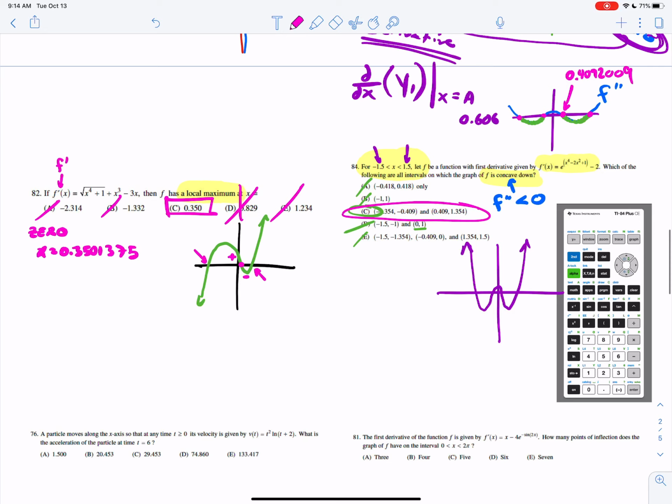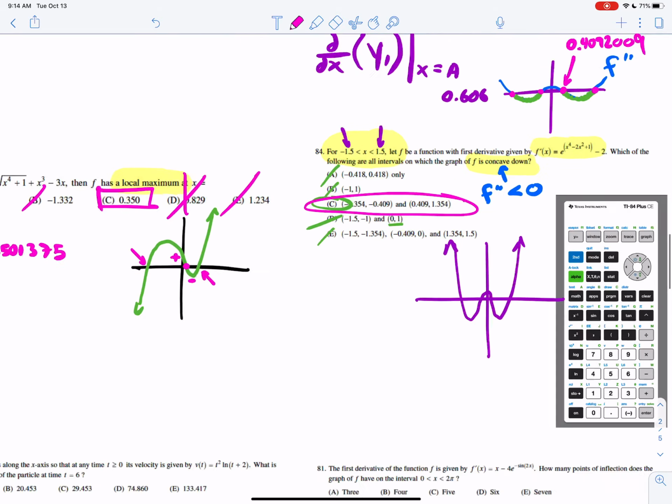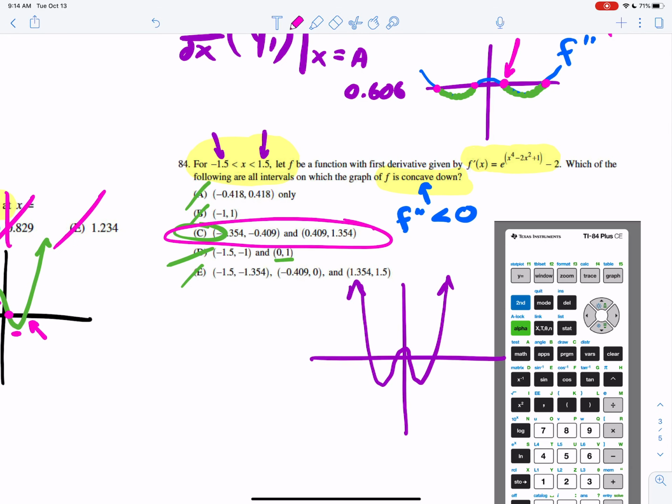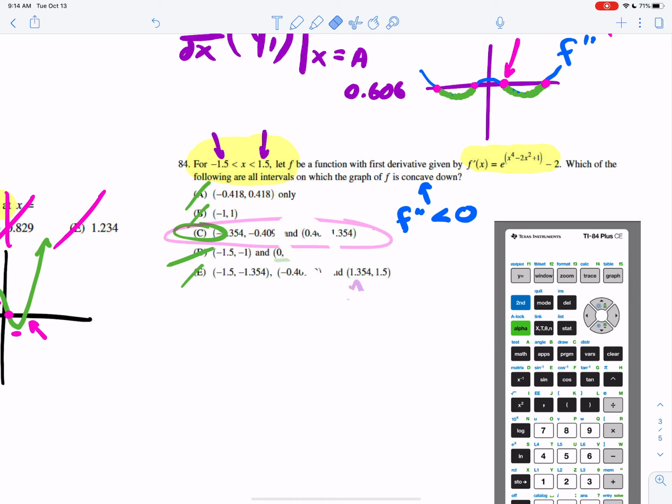Wait, hang on. Wait a second. Did I do that one wrong? Let me go back and check. I think I might have just looked at the first derivative graph instead of the second derivative graph. Let me double check. Yeah, okay. Rewind. Here we go. Come on, Mr. Lee. What's wrong with you?